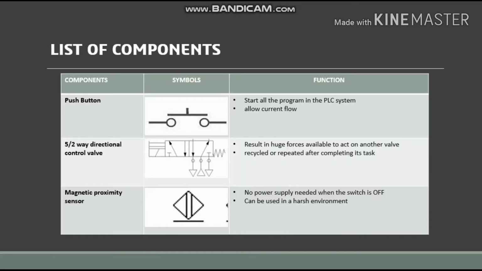So, this is the list of components of our PLC for the automatic extruder machine. First, we use the push button. This is the symbol of the push button. The function of this component is to start all the programs in the PLC system. For the normally open push button, it allows current to flow when the relay or contactor is energized.